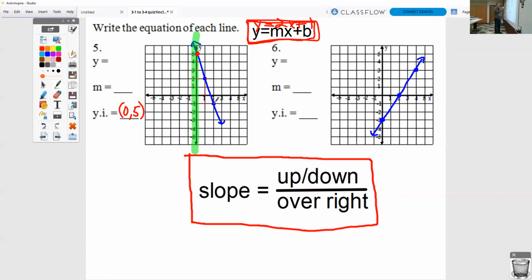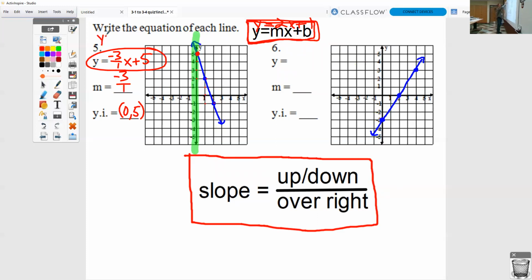We always go from left to right, just like we read a sentence. So our slope is -3 over 1. Now we have to write our equation. Your slope goes in front of the x. Your y-intercept goes after the x. Because this is a +5, we're going to write +5. And there's your equation of the line.